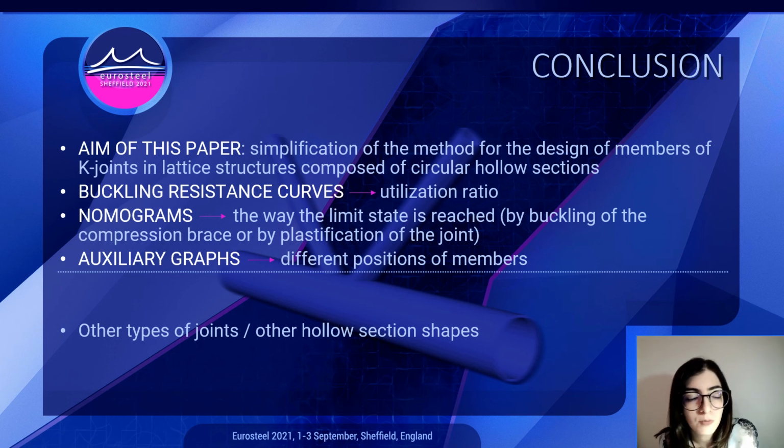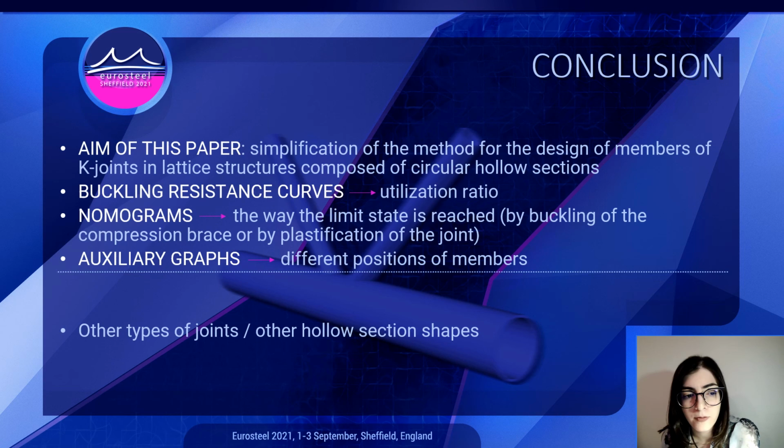At the end of this presentation, we can conclude that the aim of the paper was simplification of the method for the design of members of K-joints and lattice structures composed of circular hollow sections. We used buckling resistance curves in order to adapt our compression members. These curves also give an insight into the utilization ratio, in which way they can help us rationalize the structure. Nomograms, on the other side, imply the way the limit state is reached, and they help us directly check if our combination of braces and chord is appropriate.